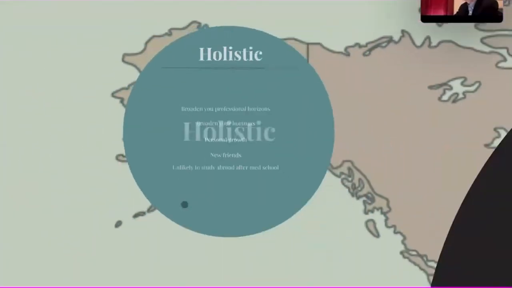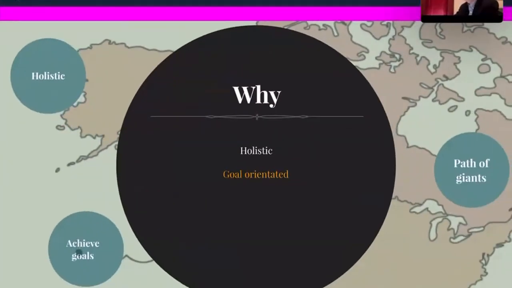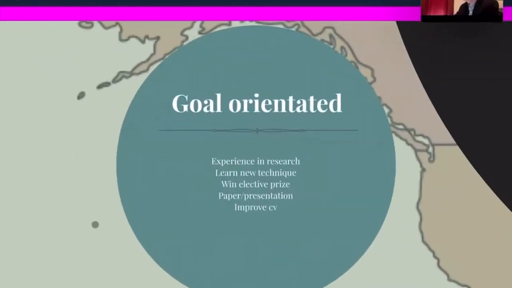I'll try to work this Prezi, I hope I do. But that's the holistic side. In terms of goal oriented, you want to experience research and learn new techniques, and certainly going to do an elective in a big research unit, as I did. I got the elective prize for neurology and neurosurgery, which helped me through my career. And if you're working with established research groups, there's a good chance that you can get a paper out of it as well, which improves your CV.